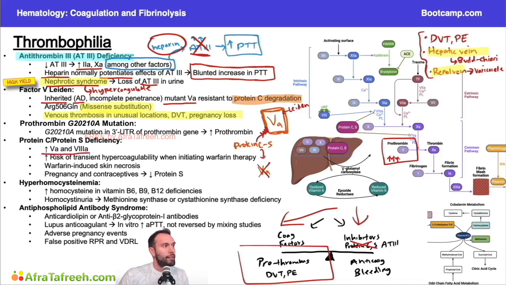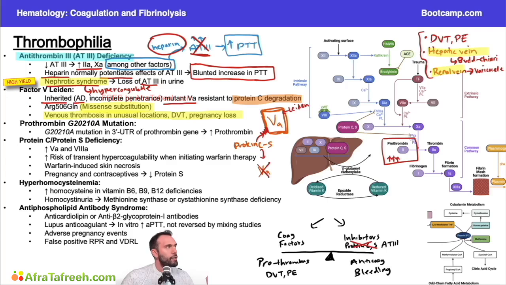So I have less breakdown of factor 5A and factor 8A, because I have a deficiency of protein C or S, and that increases my risk of forming a thrombus. Now, if a patient has an underlying protein C or S deficiency that's maybe not super severe, but let's just say we have a patient with protein C or S deficiency, and let's say that I start that patient on warfarin. We haven't really talked about warfarin yet in this chapter, but let me just tell you what it does, and we're going to go into more detail when we talk about warfarin.